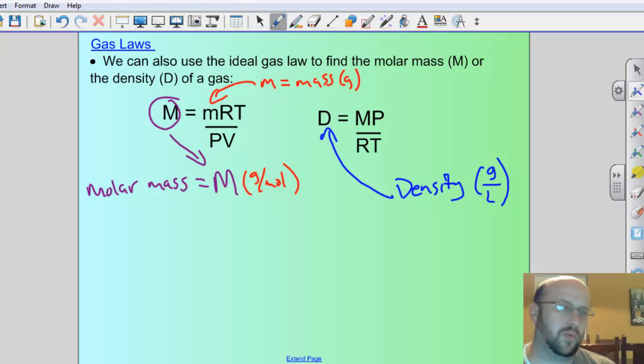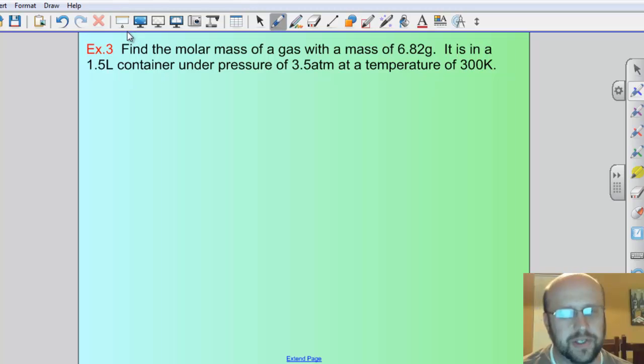So I'm just going to work one quick problem here. Again, I wouldn't stress on this. I think we might have 1 or 2 problems that we're going to work on this, but we're not going to spend a whole ton of time on it. So find the molar mass of a gas with a mass of 6.82 grams.